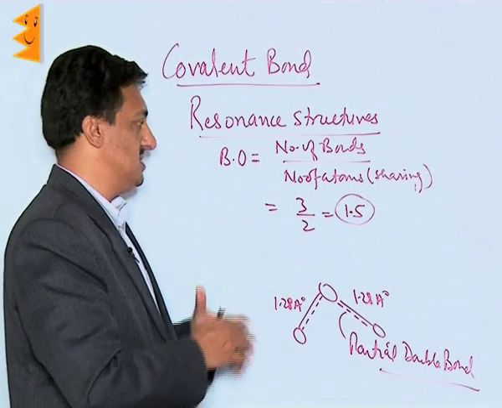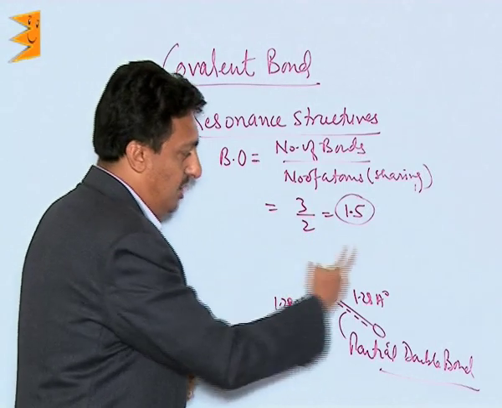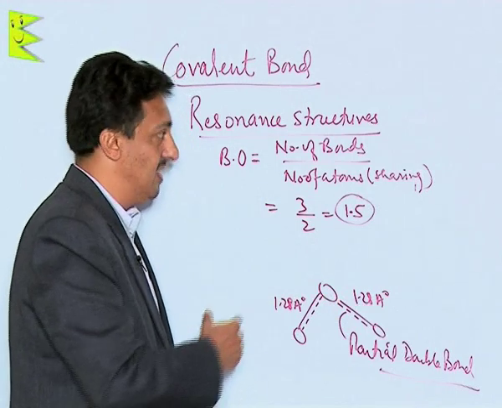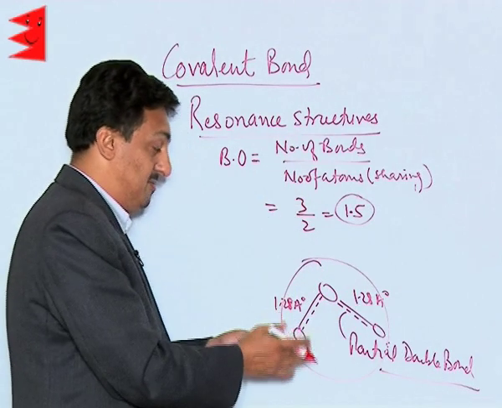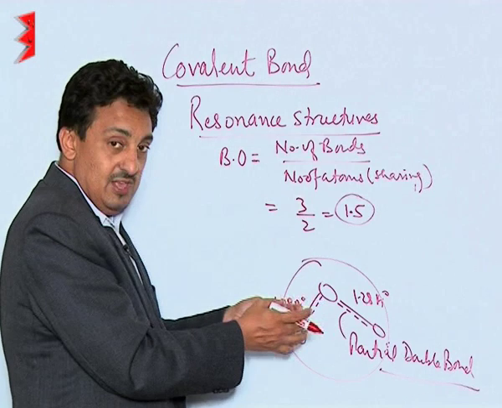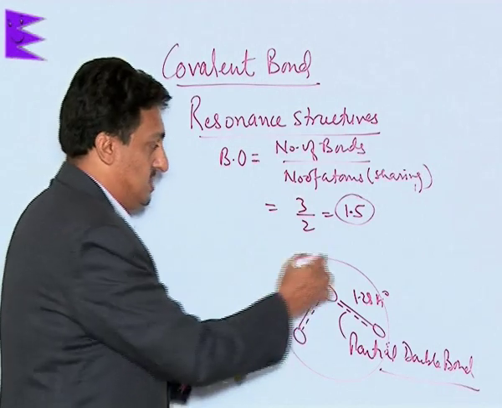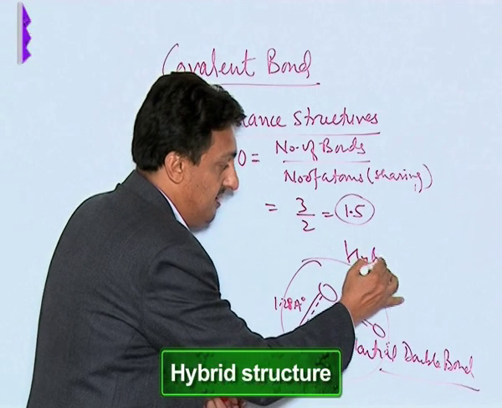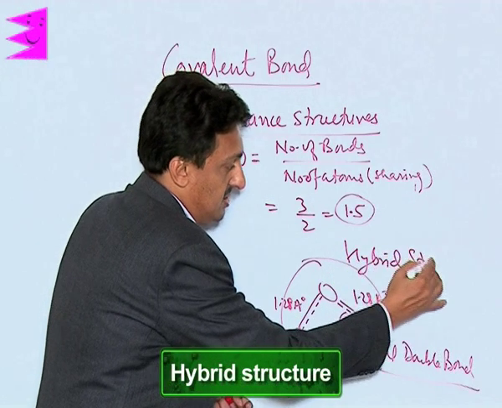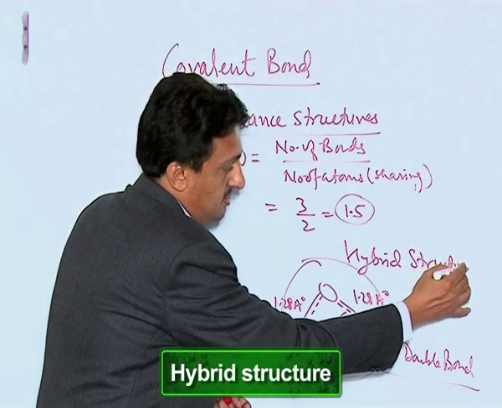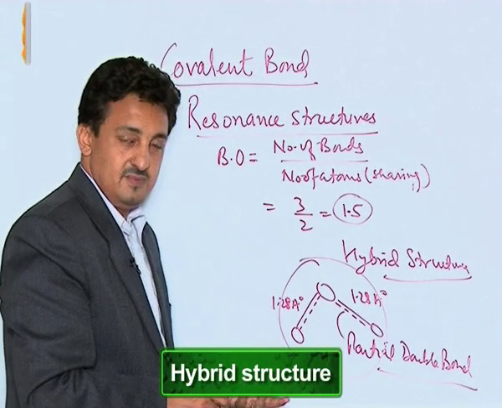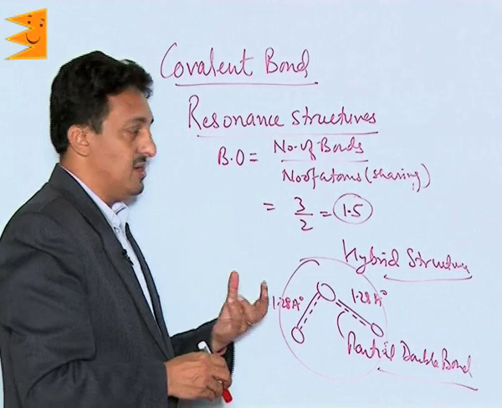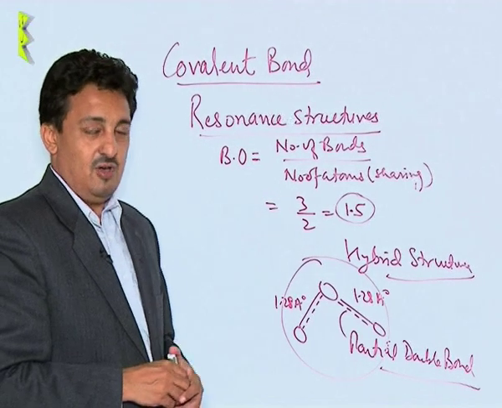So this is what the resonance phenomenon is, and those structures which were drawn earlier are called resonance structures. The structure which actually represents the exact molecule existing in nature is called the hybrid structure, or resonance hybrid structure. So this is what the resonance phenomenon, or resonating structures, is.